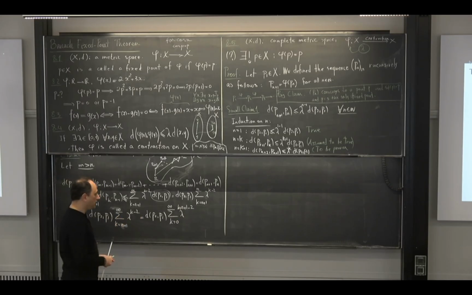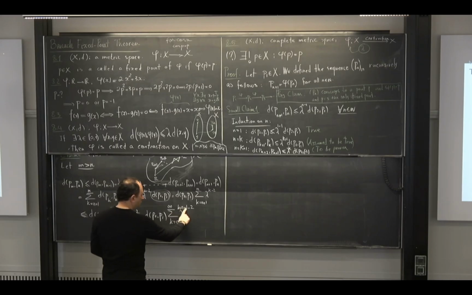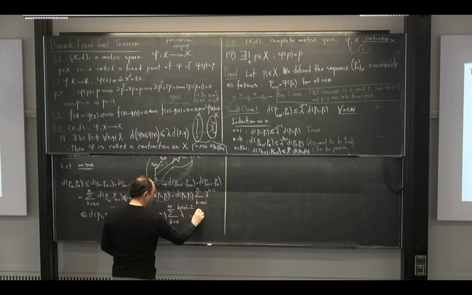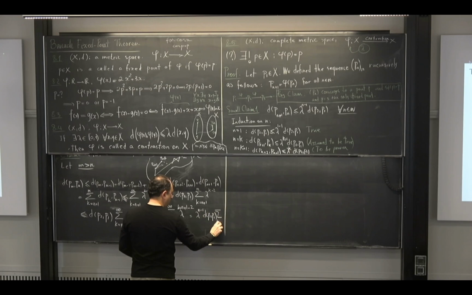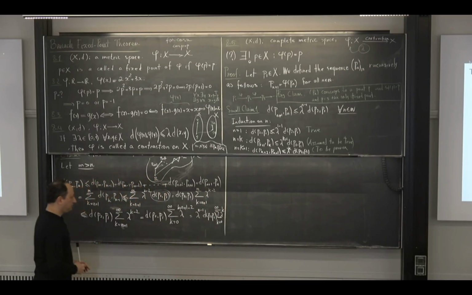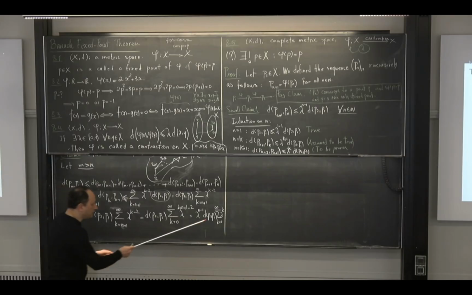Okay, but now what happens? This becomes n plus 1 minus 2. It becomes n minus 1. Lambda to the n minus 1, I bring it out. And then I have this sigma, lambda to power k. Are you following? Okay, but this is very, very simple.